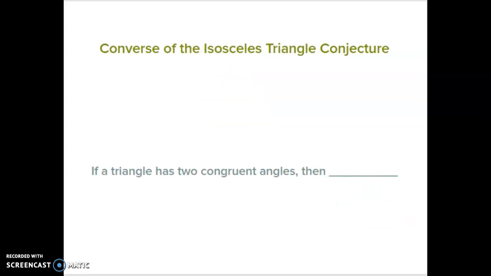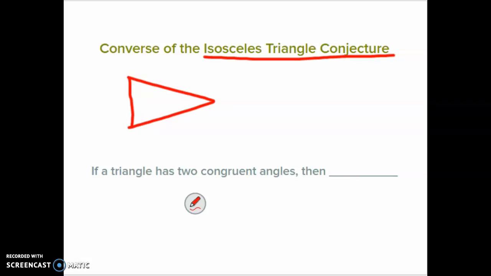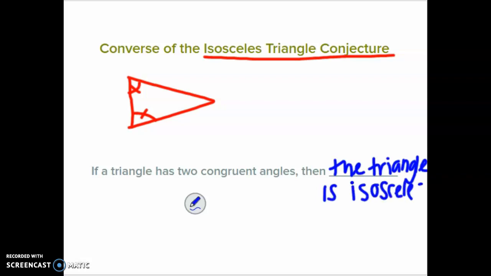All right, then the converse of the isosceles triangle conjecture. So kind of like the opposite of the isosceles triangle conjecture. Okay, so just the conjecture we just talked about, but kind of flipped around. So let's say we have a triangle and we have two congruent angles, any two angles. Okay, then we can say the triangle is isosceles.